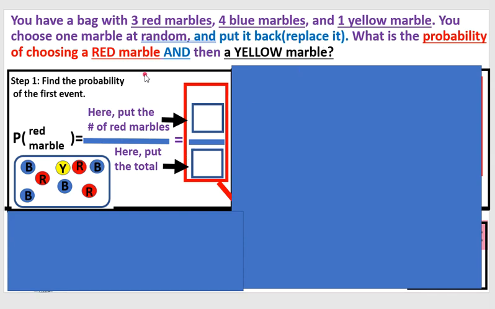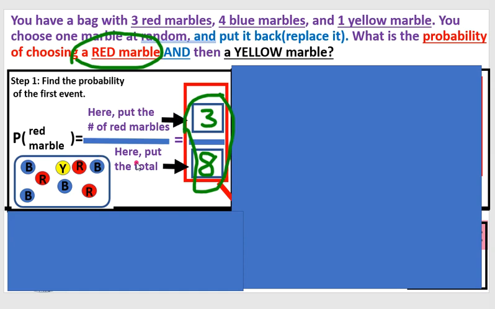So here we're going to find the probability of choosing a red marble. First, we're going to ignore the other parts of the problem, and it says here for the top number you're going to put the number of red marbles. So we're going to count 1, 2, 3. There are 3 red marbles. And here we're going to put the total number of marbles. 1, 2, 3, 4, 5, 6, 7, 8. 8 marbles in total. Probability of choosing a red marble is 3 out of 8. So this is basically just doing what you did in the previous video, finding the probability of simple events.